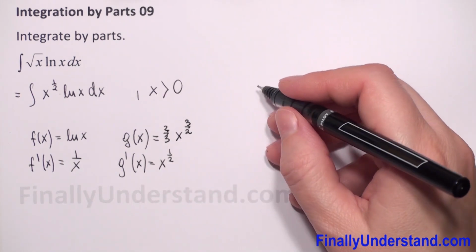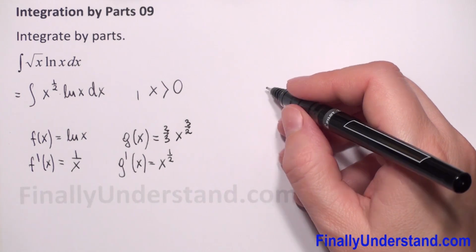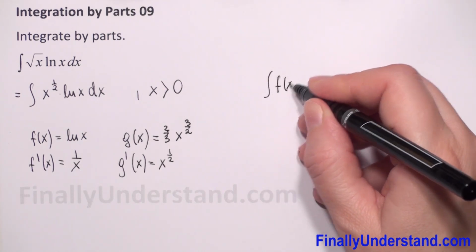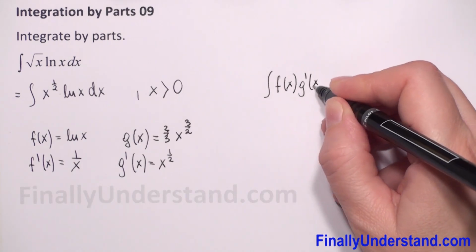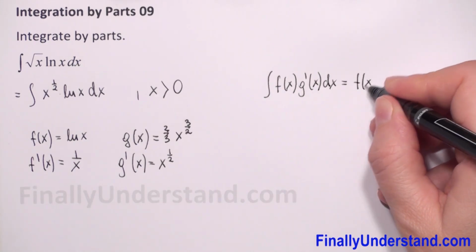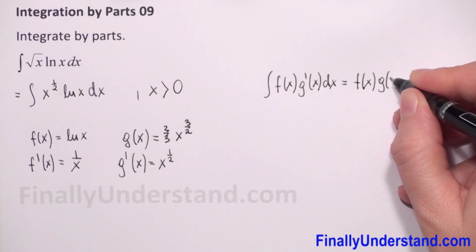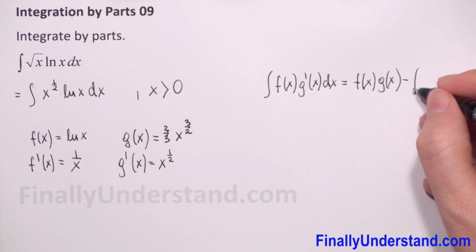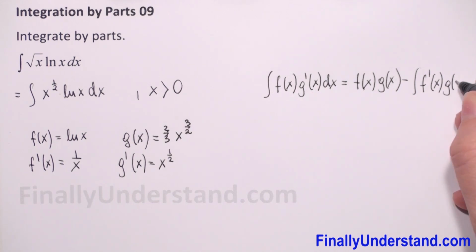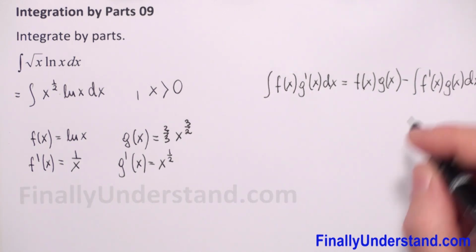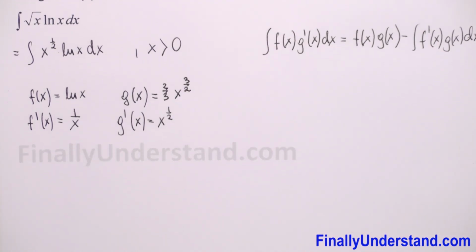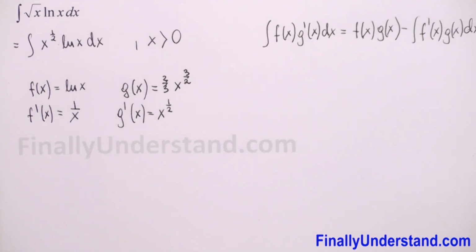Let me remind you the formula for integration by parts. When we have the integral of the product f of x times g prime of x with respect to x, this is equal to f of x times g of x minus the integral of f prime of x times g of x with respect to x. So now we have to just use this formula. We have f, we have g, we have f prime.